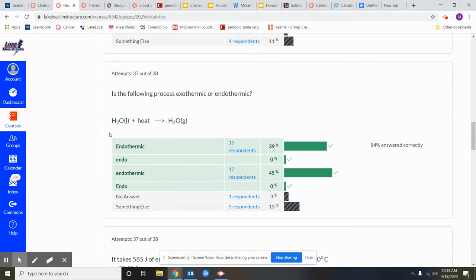Okay, you can also tell based on where it's at in the equation. So in this case, my heat is on the reactant side. And whenever you have heat on the reactant side, it is an endothermic reaction. If it were on the product side, then it would be exo. But because this heat's on the reactant side, it's endothermic.